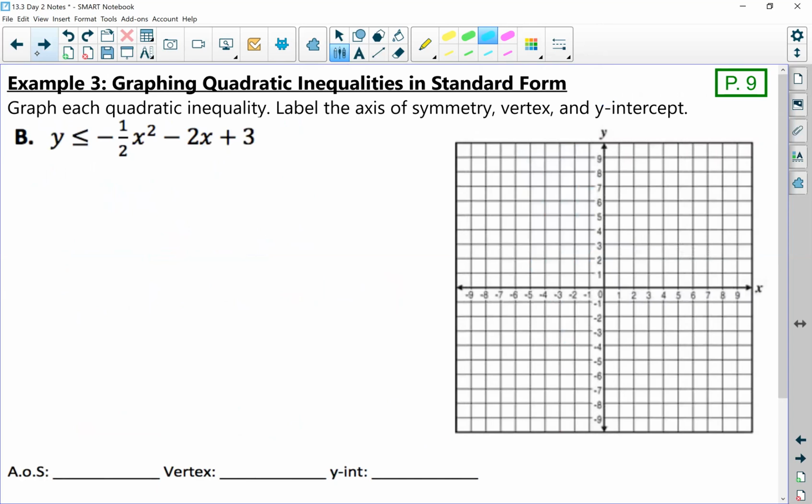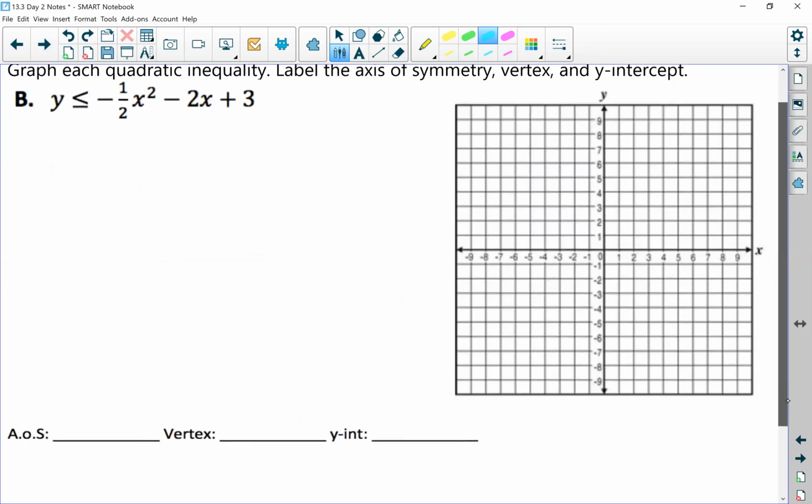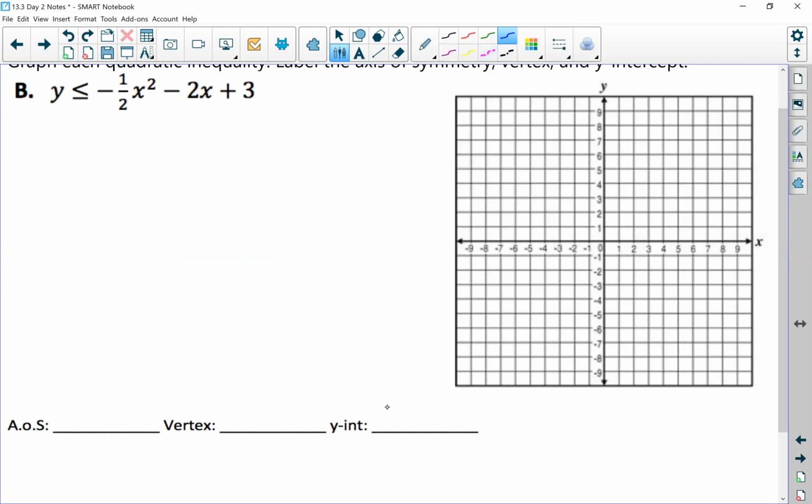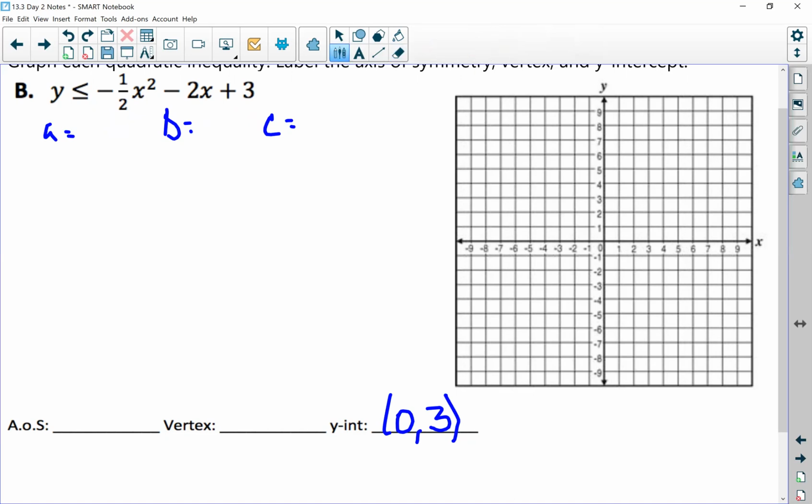y is less than or equal to -1/2 x squared minus 2x plus 3. What's my y-intercept? (0, 3). All right, so C is 3, if I can write it correctly. That's better.